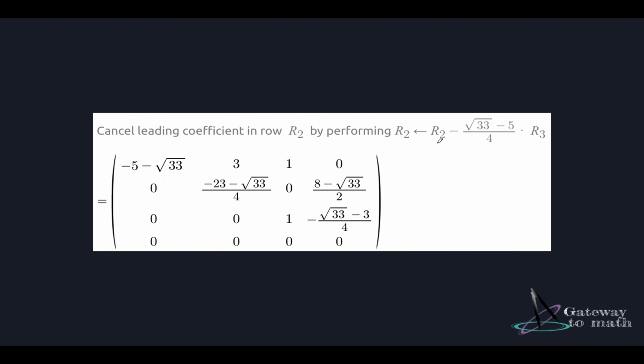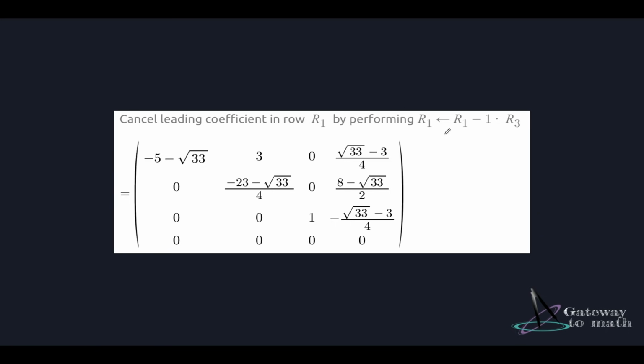Next operation on R2: R2 minus (under root of 33 minus 5) upon 4 times R3. So now R2 equals 0, minus (23 minus under root 33) upon 4, 0, (8 minus under root 33) upon 2. Next operation on R1: R1 minus 1 times R3. So R1 becomes minus 5 minus under root 33, 3, 0, (under root 33 minus 3) upon 4.